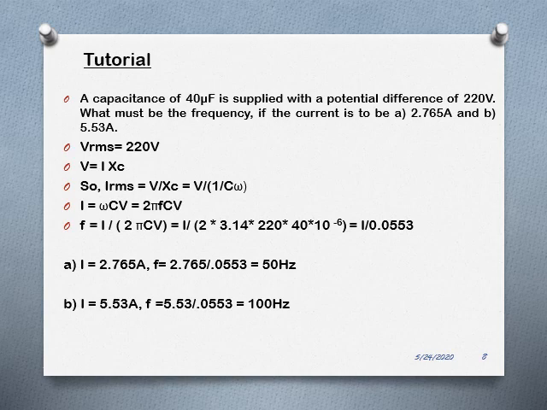Now substitute the two conditions. When the current was 2.765, frequency becomes 2.765 divided by 0.0553. You get it as 50 Hertz. Now the B. When the current is 5.53 ampere, frequency becomes 5.53 divided by 0.0553. That is 100 Hertz.